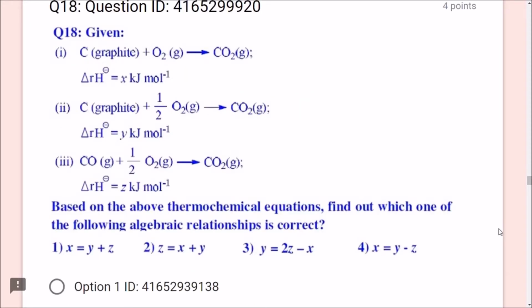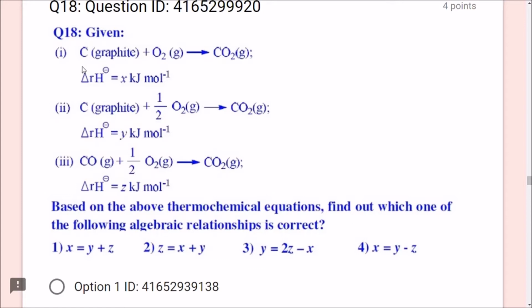Next, question number 18. Given carbon, that is graphite, plus O2 gas gives carbon dioxide, delta R H equal to X kilojoules per mole. Graphite plus half O2 gives carbon monoxide; they have given delta R H equal to Y kilojoules. This is X and this is Y. What about this? Carbon monoxide plus half O2 gives carbon dioxide. This is Z kilojoules per mole. Based on the above thermochemical equations, find out which one of the following algebraic relationships is correct, friends.